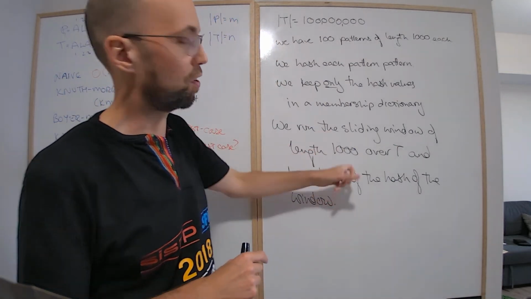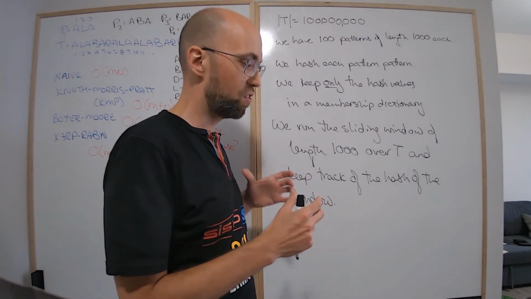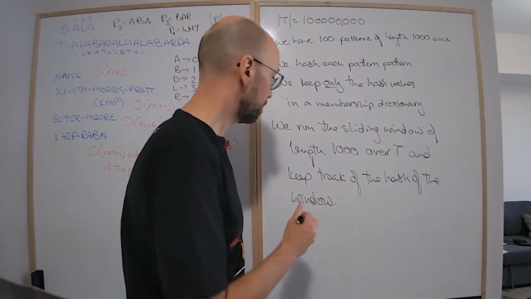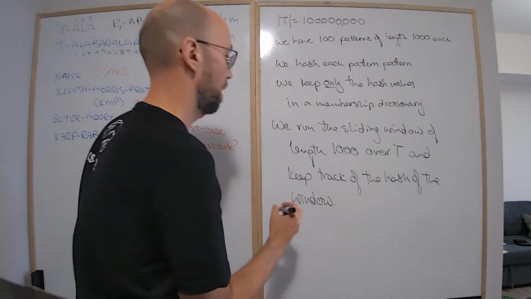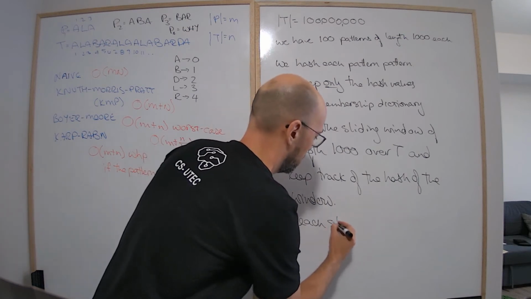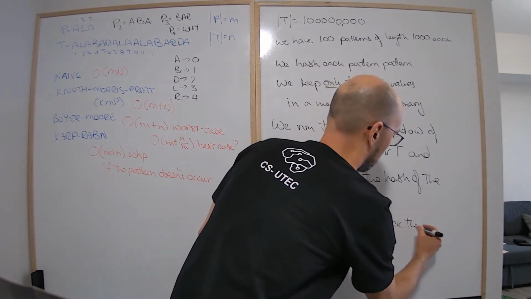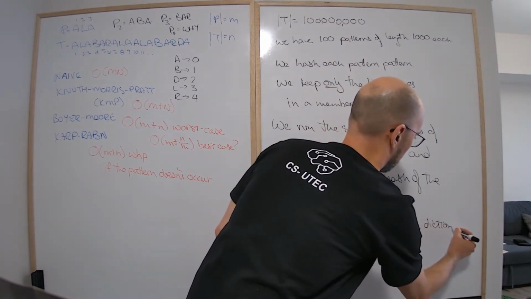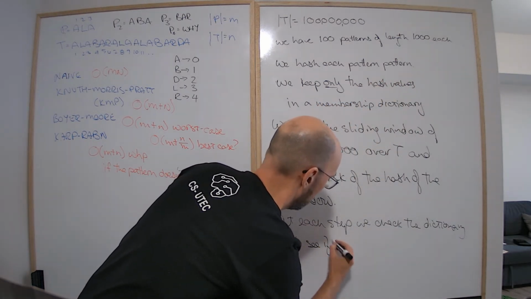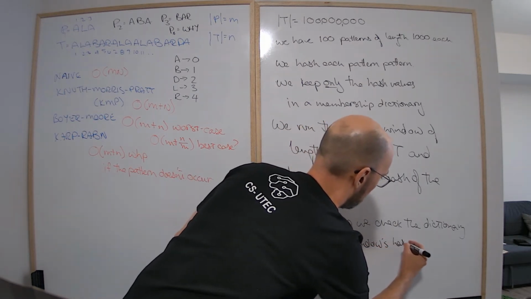So this is called rolling. So the Karp-Rabin hash is a rolling hash. It lets you slide the window over 1 doing a constant number of arithmetic operations. And then at each step, we check the dictionary to see if the window's hash is in there.